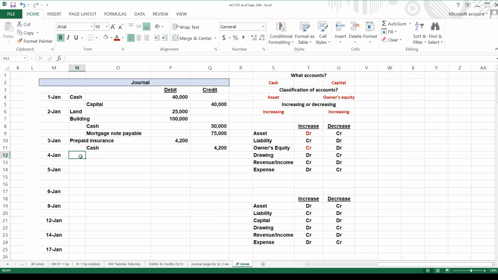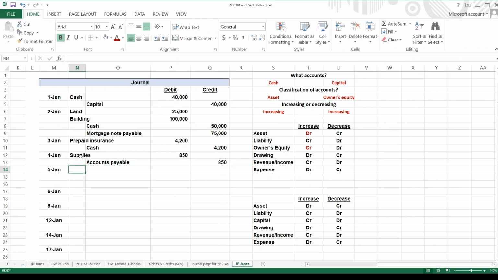On the 4th, what happened? We purchased supplies on account. I have more of what? I have more supplies. What kind of an account is supplies? It's an asset account. Did I pay for these supplies? No, it says on account. So when you buy something on account, you owe the money. That's going to be accounts payable.